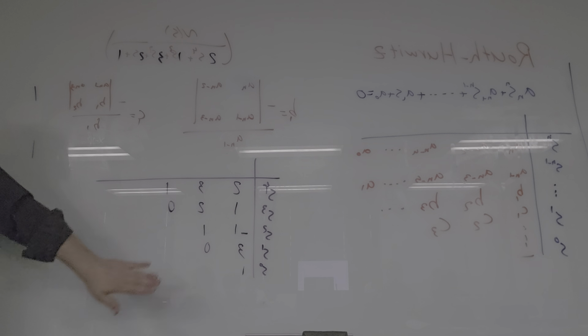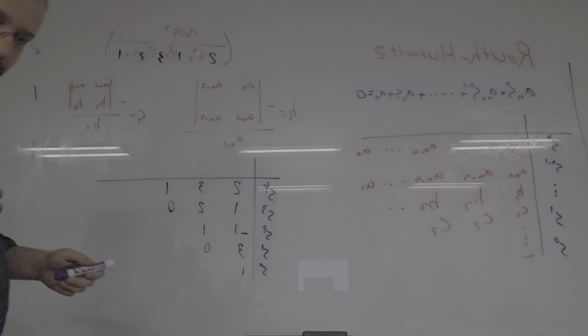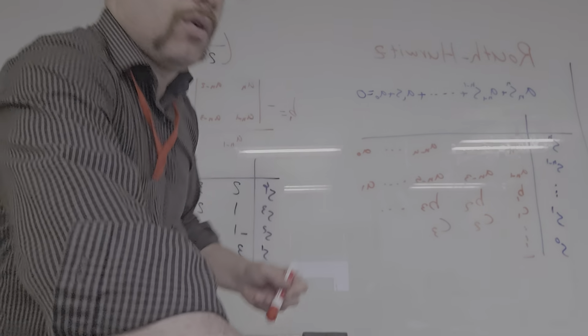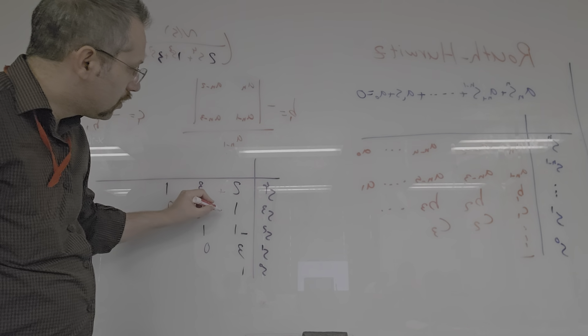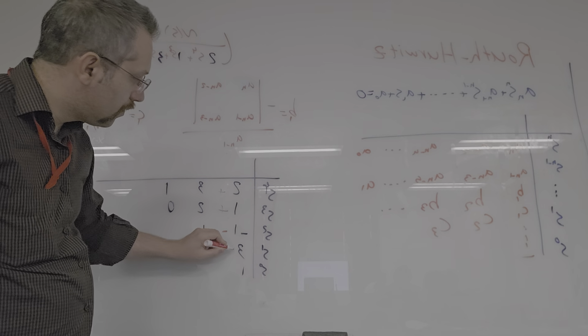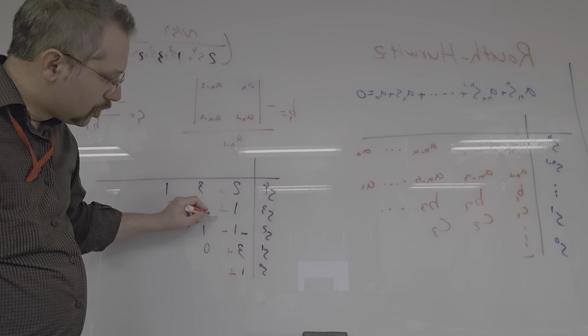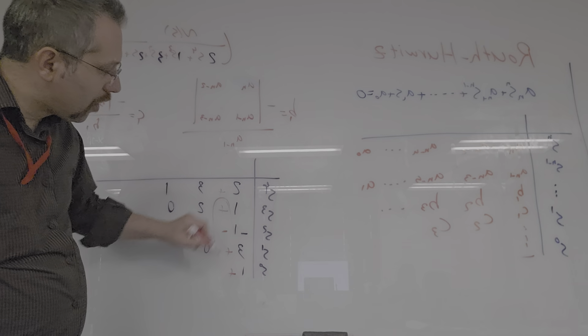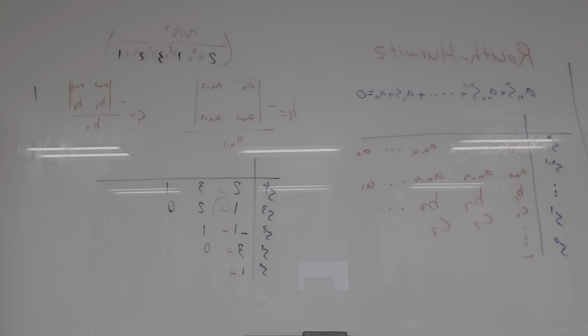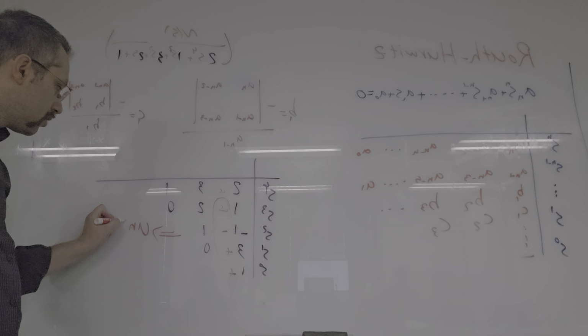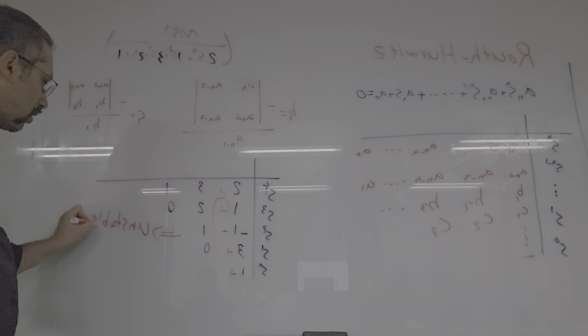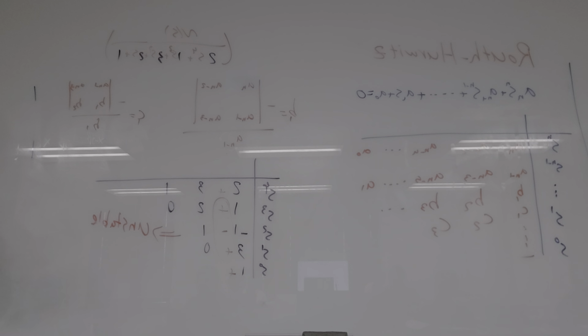Now, what would be the situation in this example? We go over the first column. This is positive. This is positive. This is negative. This is positive. This is positive. So we have a change of polarity in our first column. So this system is unstable. Are we good?